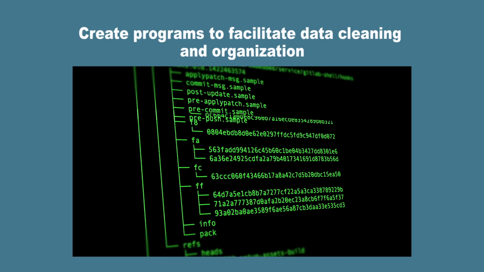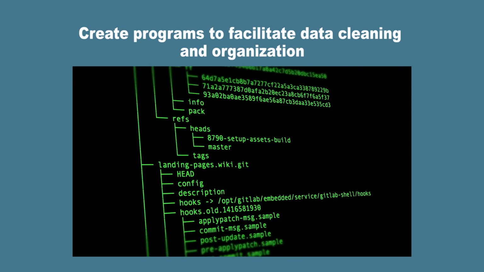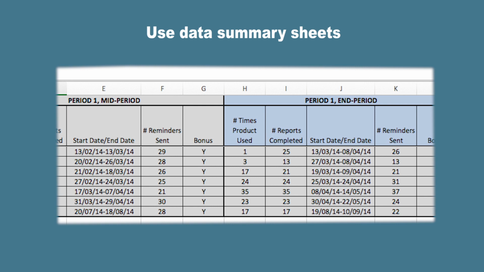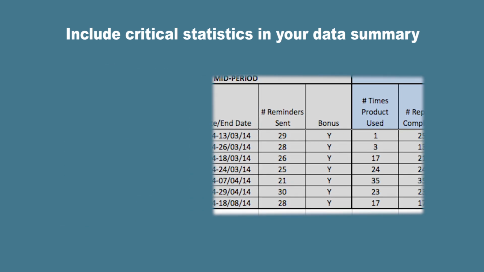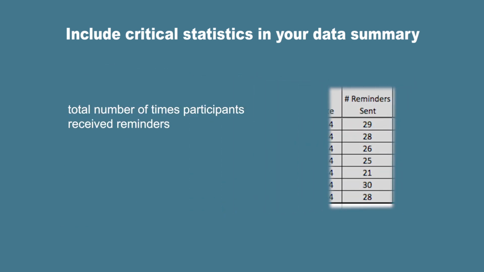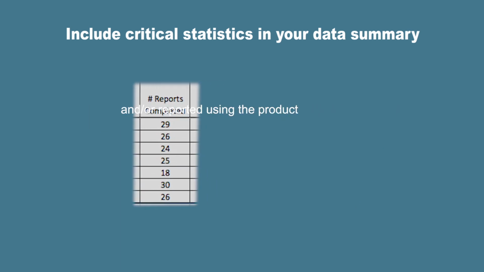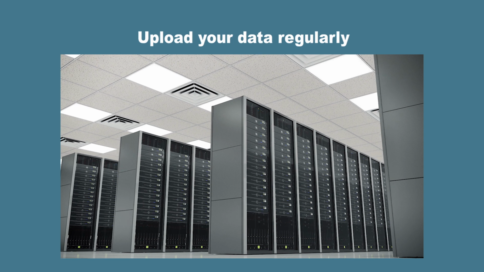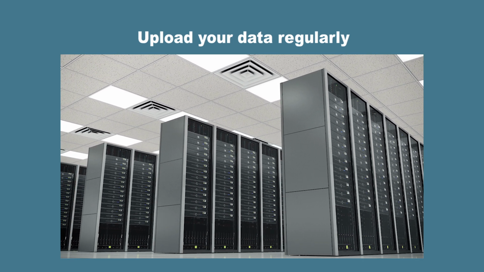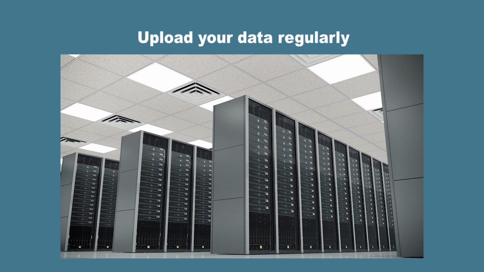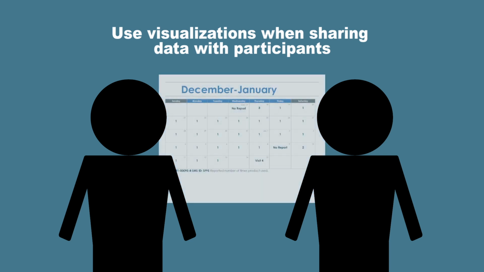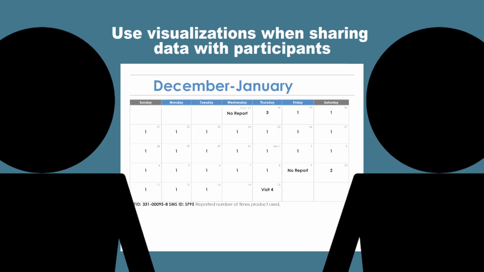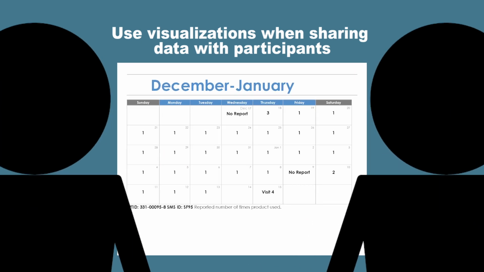Some things that may be helpful to manage data are processing the data on a daily basis by developing programs to facilitate data cleaning and organization, using and updating data summary sheets daily, including critical statistics in your data summary such as the total number of times participants had received reminders, completed product use reports, and/or reported using the product. Regularly uploading the summary sheets and raw data to a secure data management location so that authorized staff can access them. When sharing information with participants, it may be helpful to provide an optimal visualization. One such visualization is a calendar to display text messaging use to review with participants.